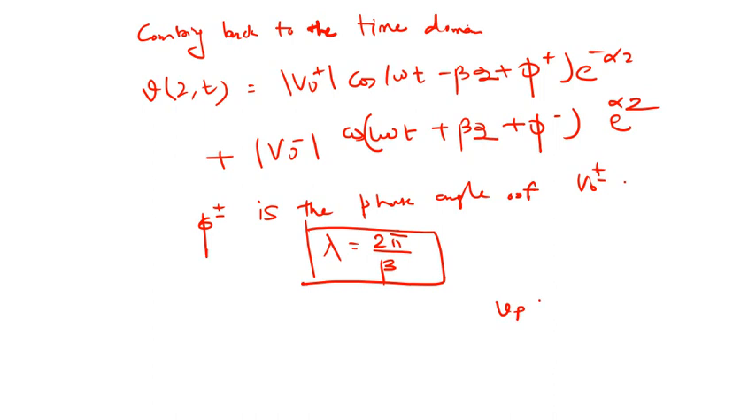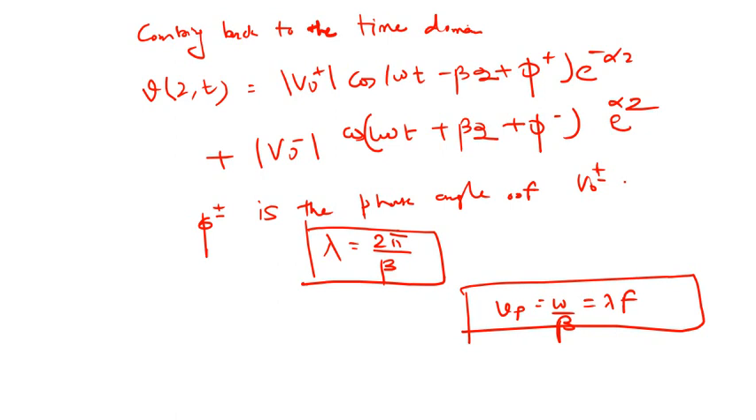And what is Vp? Vp is omega divided by beta, and that is equal to lambda into f. Vp is called the phase velocity. So all these quantities you already know. Beta is simply the propagation constant, 2 pi divided by lambda, so we can find lambda in terms of beta. Lambda is the wavelength. These things you have already learned in the plane wave case; you have studied them thoroughly.